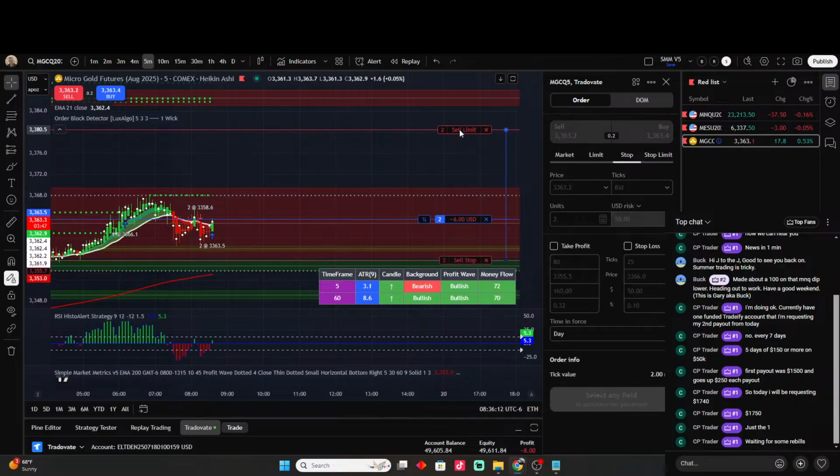May have been a little early on that. We'll see if, hopefully, that candle closes over the 21. I should have waited for that, but I want to catch this move. I need to make up some ground.